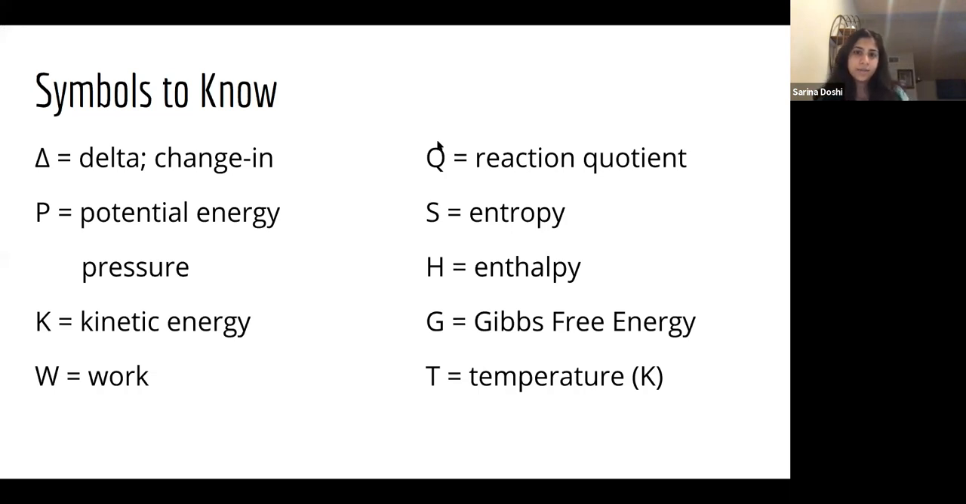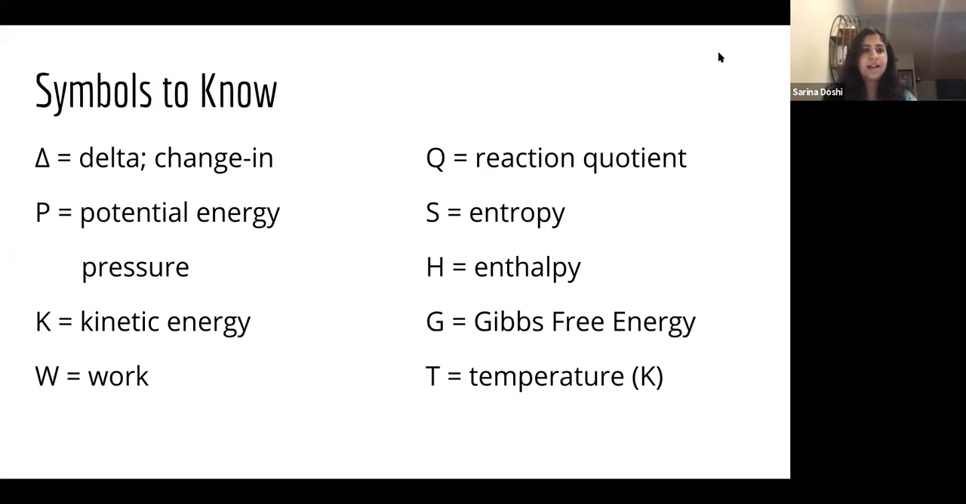H is enthalpy. Does anybody know what enthalpy is? Does anybody have any guesses at what enthalpy is? Total heat, exactly. Enthalpy is total heat in a system, and as soon as we put a delta in front of it, it means the change in total heat of a system. Then we have G, which is Gibbs free energy. G is kind of like an arbitrary variable, it doesn't really mean anything.